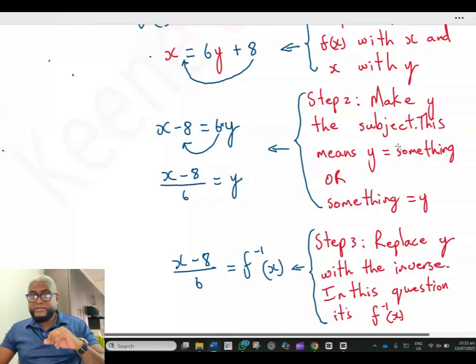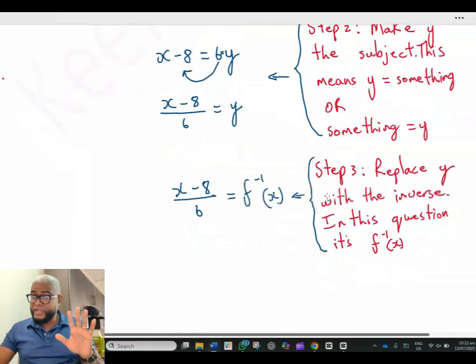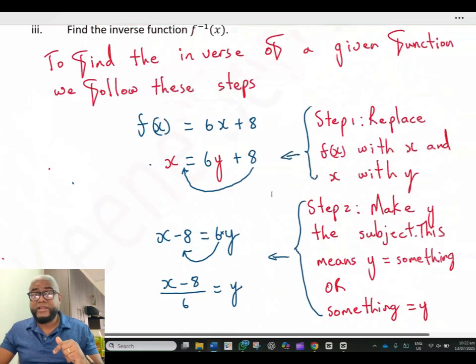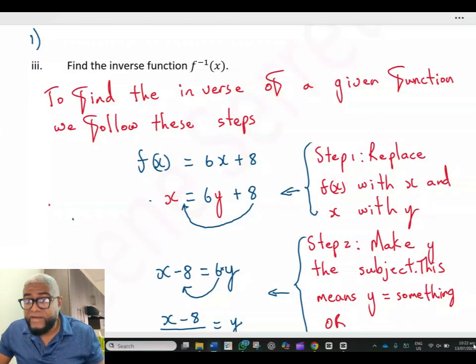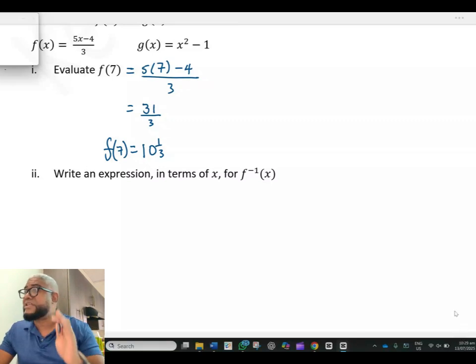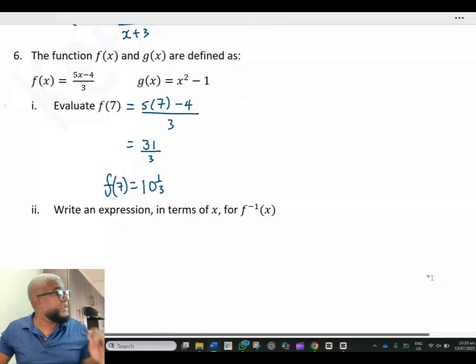So that's step 2. Step 3, replace y, which is this y, with the inverse we are trying to find, which is f negative 1 of x in this question, right? So I need you all to write down f negative 1 of x. F negative 1 of x represents my inverse, right? So they want us to find the inverse of this function here, right?